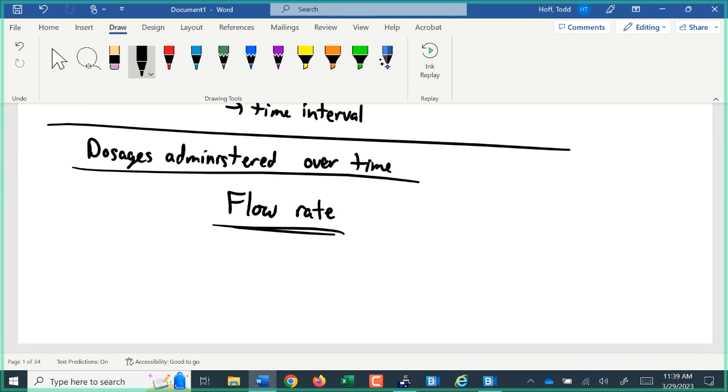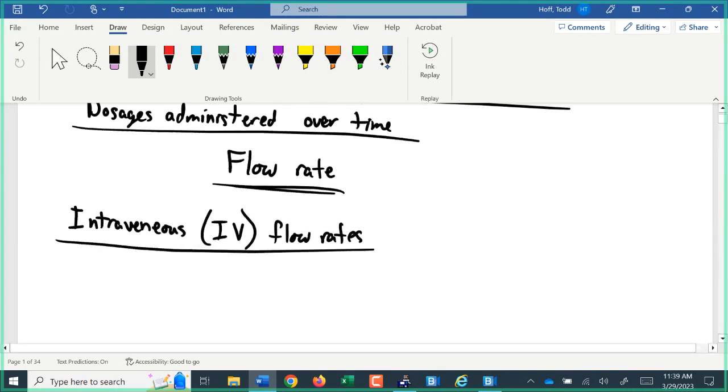So what we're going to look at today is IV, intravenous, which is, of course, abbreviated IV. And we're going to look at flow rates. So the flow rate itself is the administration of the medication over time.